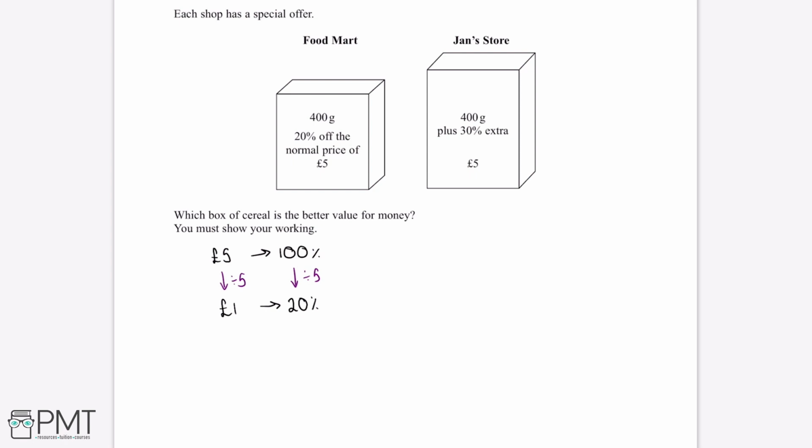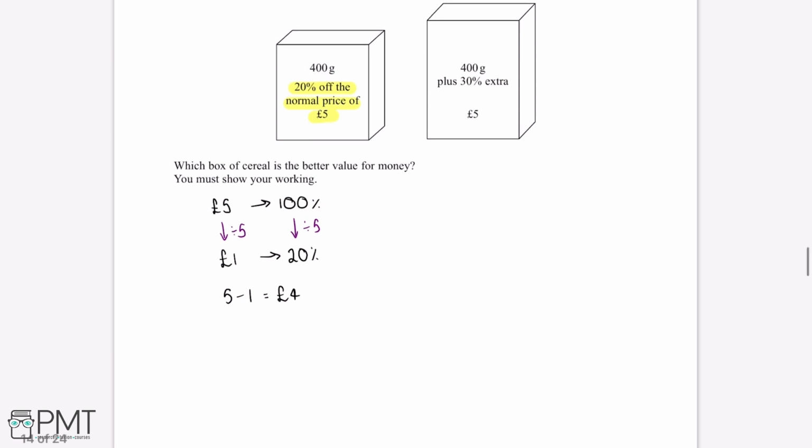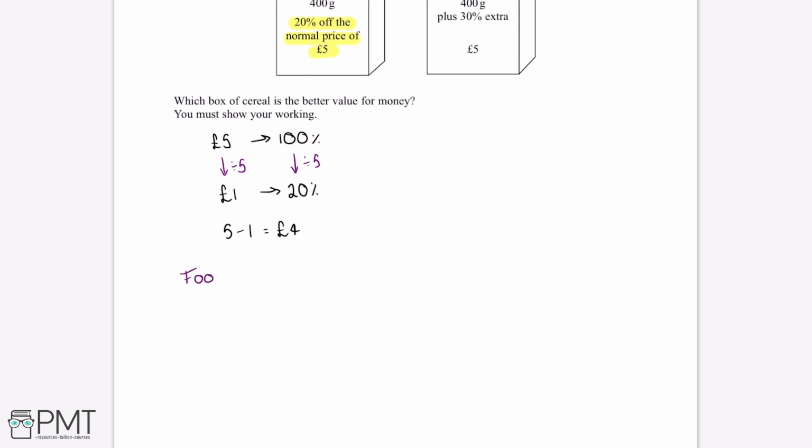However, this cereal is 20% off the normal price of £5. So therefore 20% off £5 is 5 minus £1, which gives us £4. So therefore, for Food Mart, 400 grams of breakfast cereal costs £4. Now we can work out the price for Jan's store.